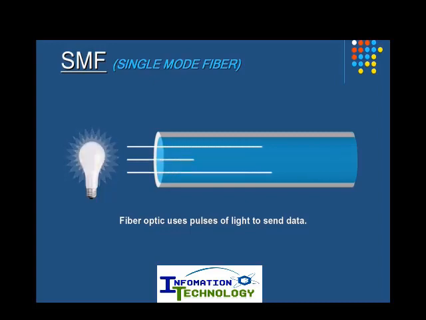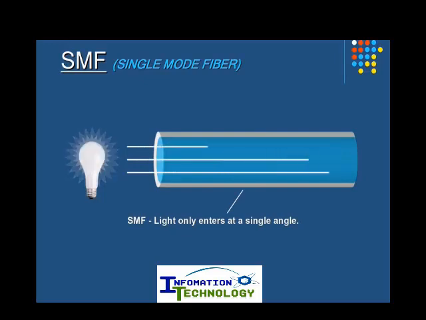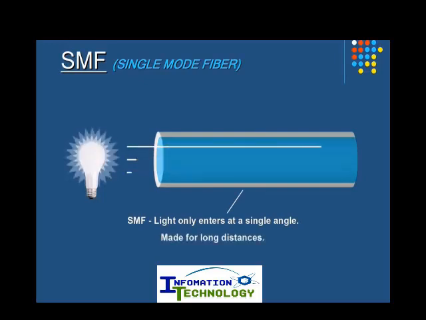There are two different modes in fiber optics: single mode fiber and multi-mode fiber. Single mode fiber is a fiber optic cable that allows light to enter only at a single angle, as you can see here. So when this type of transmission of light enters at this angle, it can span for great distances.